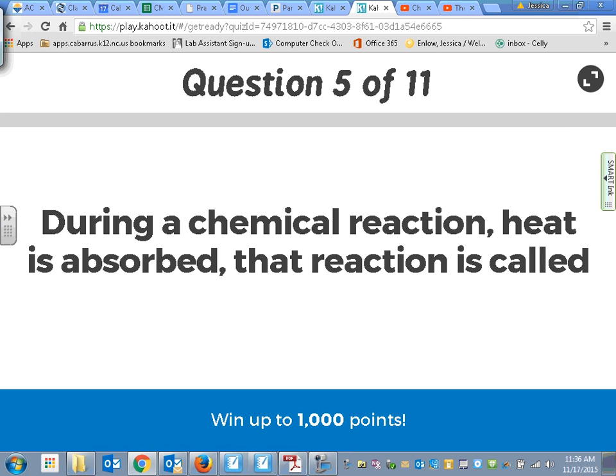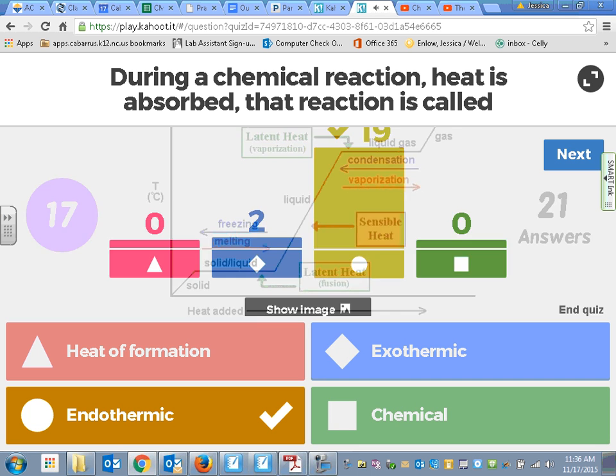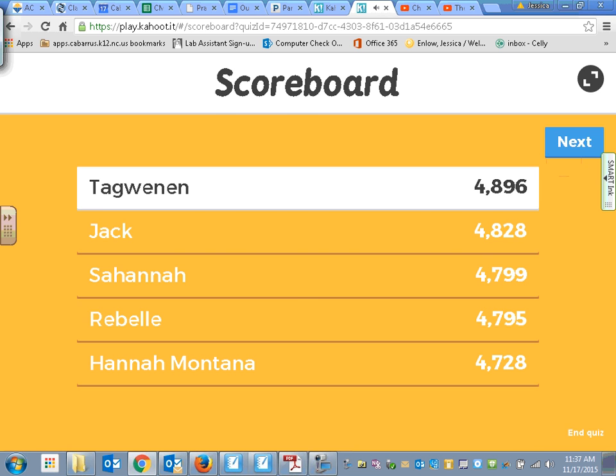Keep it up, people. During a chemical reaction, heat is absorbed. This reaction is called... Good theme for the day. Okay, I think we're getting the point here. We all should know what endothermic means by the end of today.